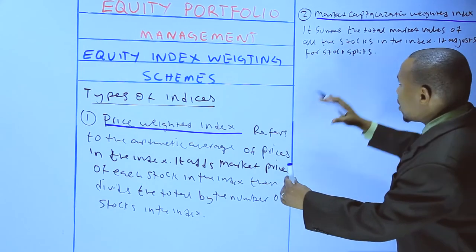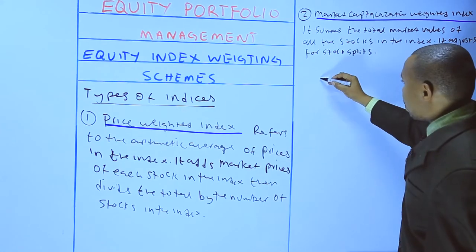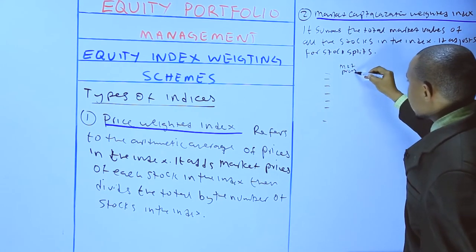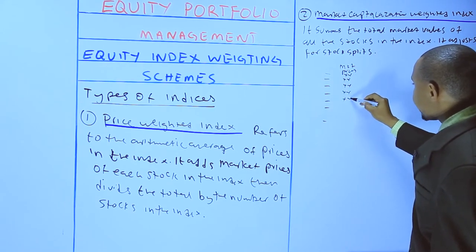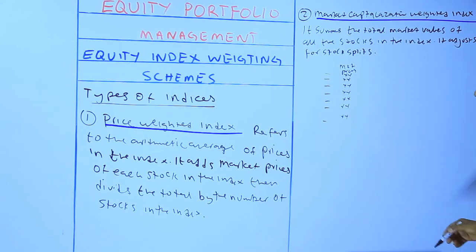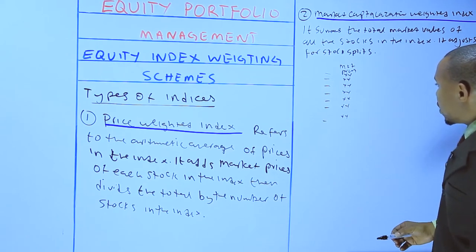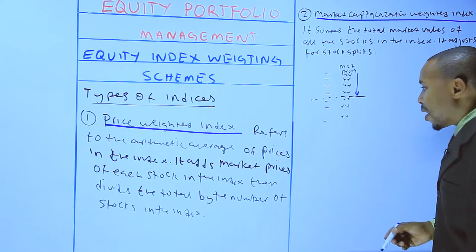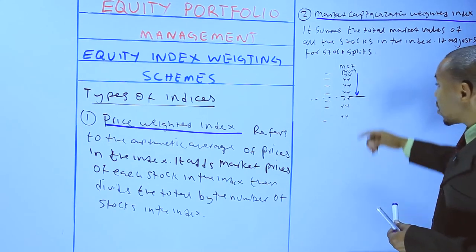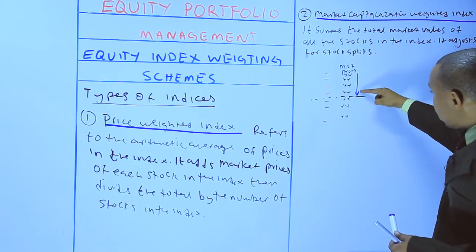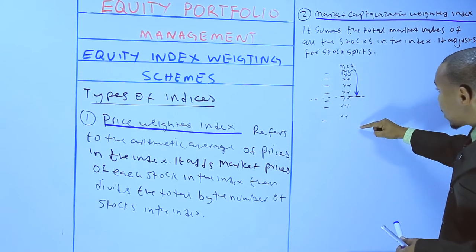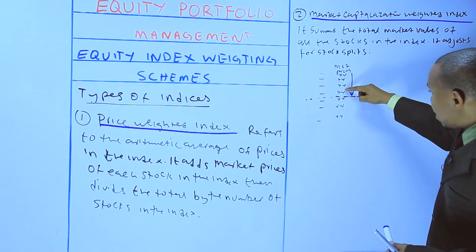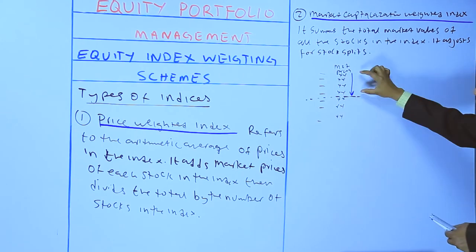So the difference between the price weighted index and the market capitalization weighted index, just to mention in passing, is that the price weighted index only considers the market prices, only this column over here. So it is just an average of all the stocks in the index. It sums up all the stocks in this index and then divides by the total number of stocks in the index, not on the entire NSE or the entire exchange listed securities. If this amount of securities are included in the index, you just add the prices of the securities and divide by the number of prices in the index.